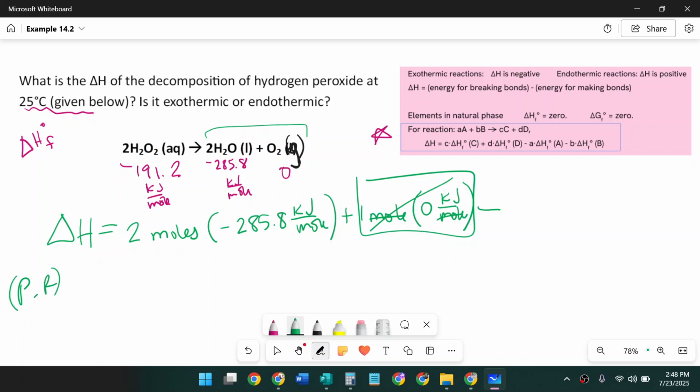And then we're going to subtract the reactants. So we have 2 moles of our hydrogen peroxide, and that's negative 191.2 kilojoules per mole. And then we just put this into our calculator.